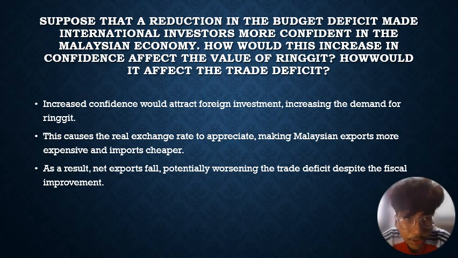For the next question, suppose that the reduction in the budget deficit made international investors more confident in the Malaysian economy. How would this increase in confidence affect the value of the ringgit? How would it affect the trade deficit? I categorize it into 3 points. The first point is that the increased confidence would attract more foreign investment from other countries because of the increase in demand for the ringgit. The second point is that it causes the real exchange rate to appreciate, making Malaysian exports more expensive and imports a lot cheaper. As a result, net exports may fall, potentially worsening the trade deficit despite the fiscal improvement.